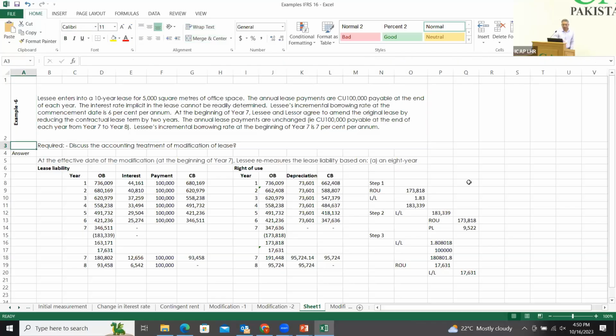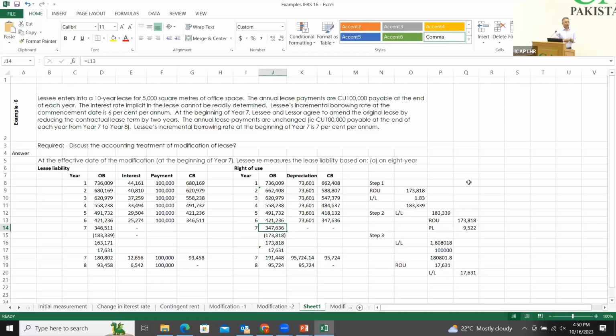So here is the basic accounting. Initially you book the lease liability and the right of use. Accordingly you charge interest at 6%, and here is your carrying value of lease liability, 3,46,511 at the start of 7th year, and here is your right of use asset, 347,636. And now there is a reduction in the lease term. For how many years? 2 years. Total remaining years 4.